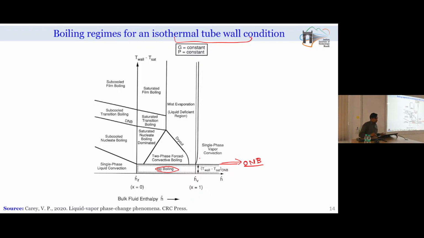So, most of the things are almost the same kind of regimes we are obtaining, but the major difference is near the extremely low surface temperature conditions, where we will not be able to achieve this.